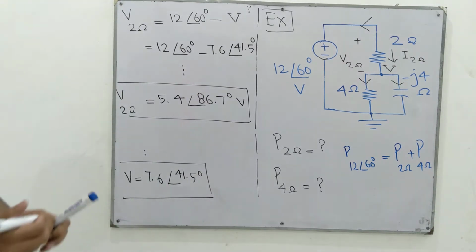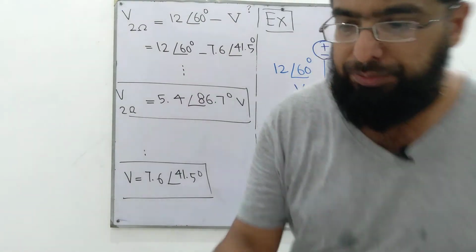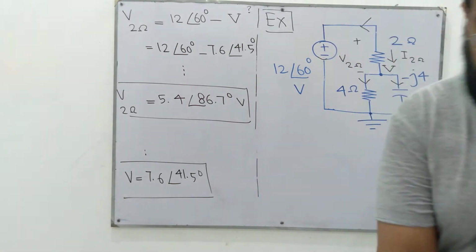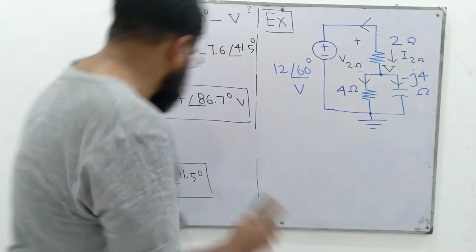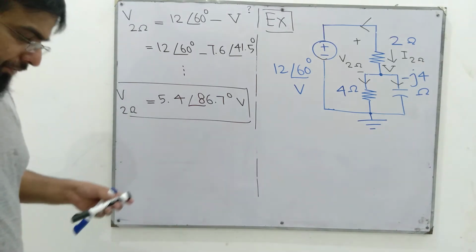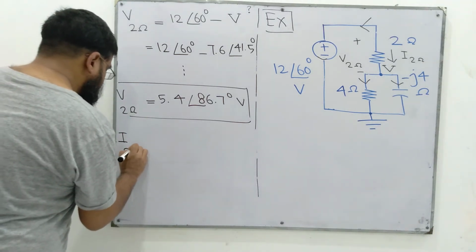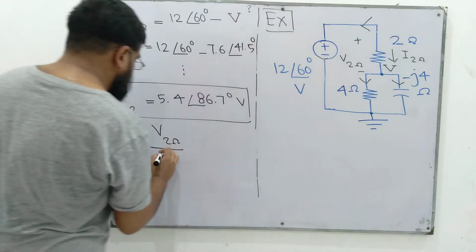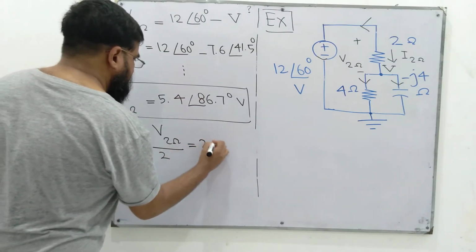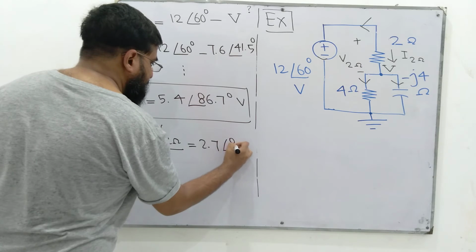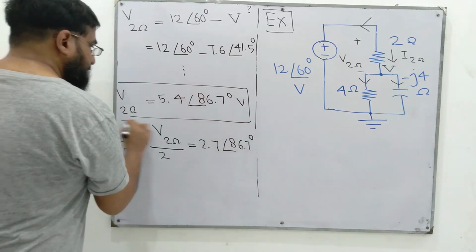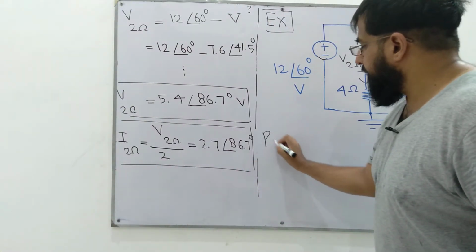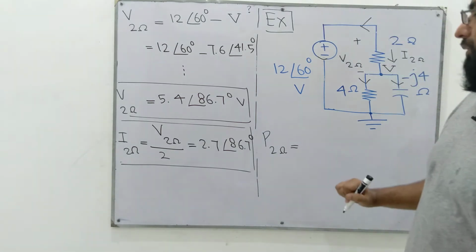Right, and then to find power through this 2 ohm resistor, we have to find the current through it. The current through this 2 ohm resistor, I 2 ohms, is the voltage drop across it divided by its value, 2. So 5.4 divided by 2 is 2.7 at an angle of 86.7 degrees. So now we have computed everything required to compute power absorbed in this 2 ohm resistor.